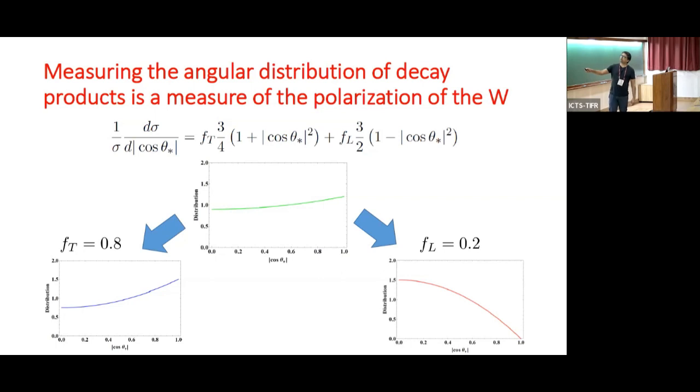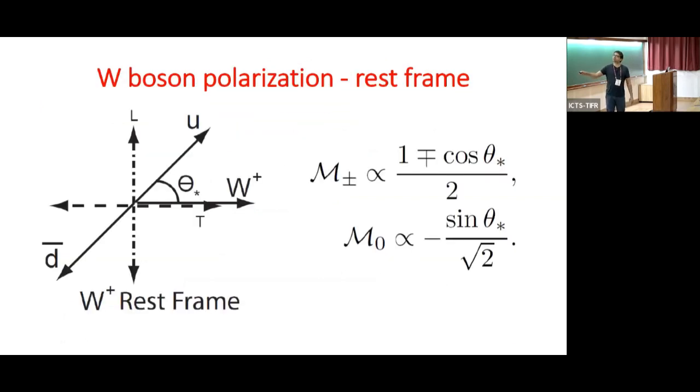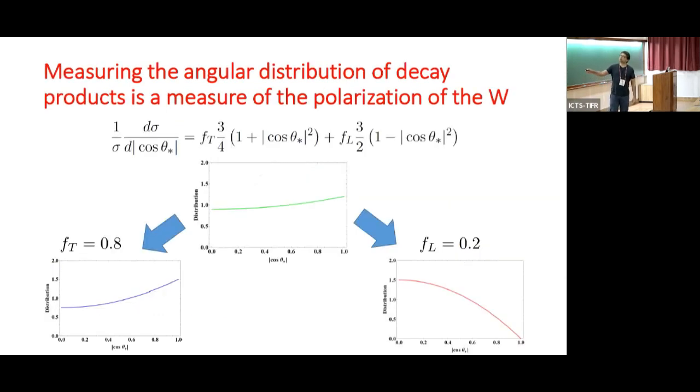Now, if you had access experimentally to the distribution of a statistical sample of W bosons decaying at various angles theta star, all you have to do is fit that distribution. Imagine this is the distribution that you get; you would fit it to a linear combination of these templates, of what you expect for transverse W bosons and what you expect for longitudinal W bosons, and you would extract the transverse polarization fraction and the longitudinal polarization fraction as fit parameters. So you could say that 80% of the W bosons in this sample are transversely polarized, 20% are longitudinally polarized.